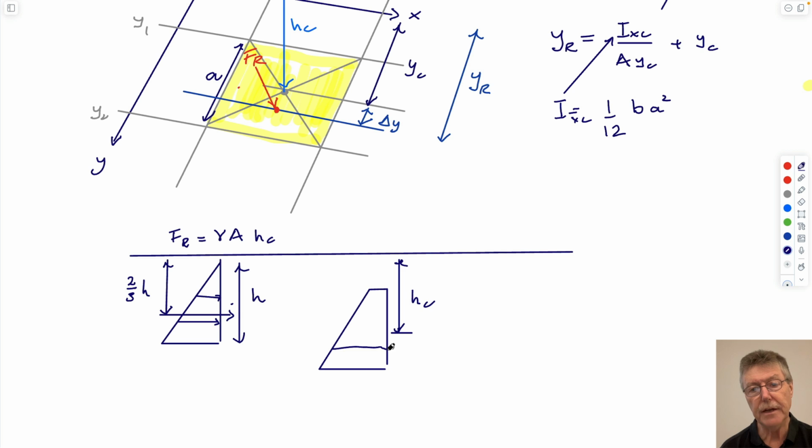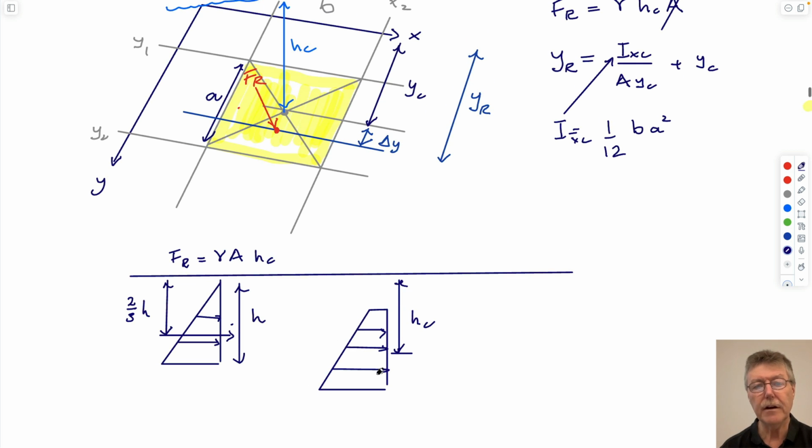And you could imagine that in this case, you can use our equation above to figure out that Y_R is going to actually be at a deeper depth. And this would be Y_R.